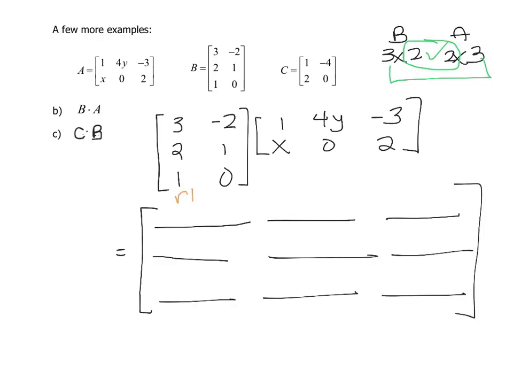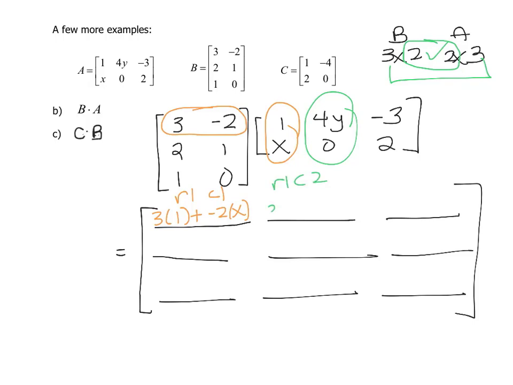So let's start by doing row 1, column 1. So we're taking row 1 times column 1. I'm going to have 3 times 1 plus negative 2 times x. Now let's do row 1 times column 2. That's going to be 3 times 4y plus negative 2 times 0. And then let's do row 1, column 3. We're going to have 3 times negative 3 plus negative 2 times 2.